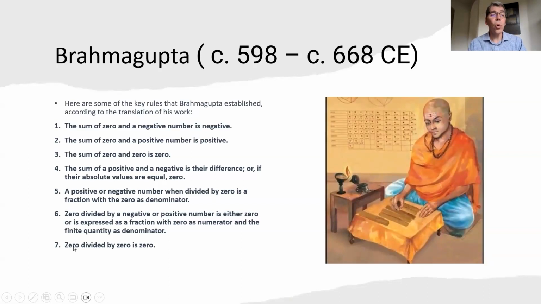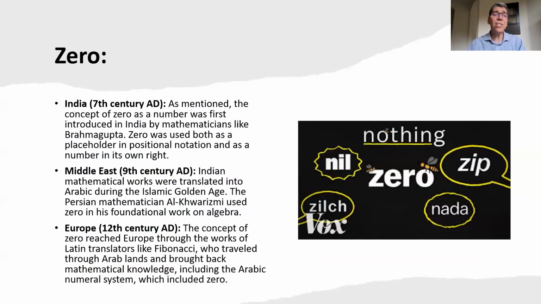Okay, so these last three rules of Brahmagupta we do not use nowadays. The 0 divided by 0 is 0. We also don't use it. And this is what happens with 0. So 0 was developed in India. From India it went to the Middle East, like we were talking about, al-Khwarizmi. He used 0 as the foundational work in algebra. So very, very important concept.